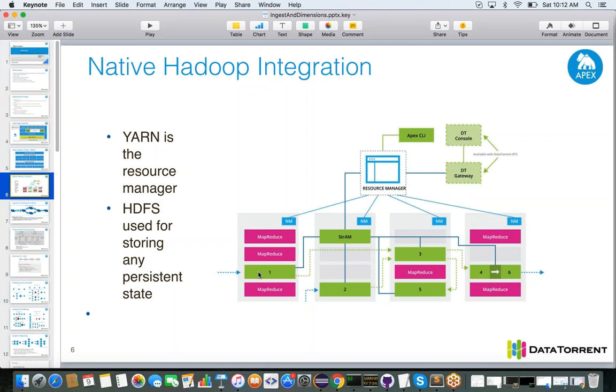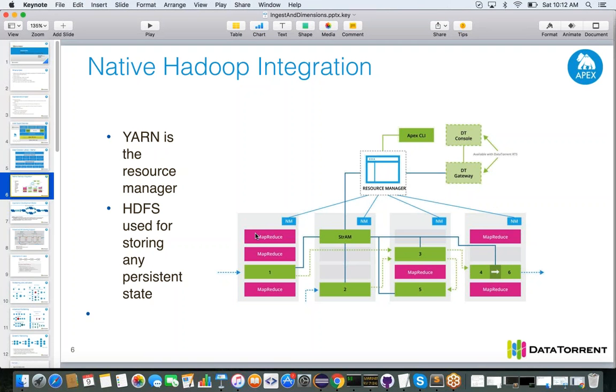Here we have shown the green boxes are your Apex operators or Yarn containers. So you can see that there is one container on the first node, 2 on the second one, 2 on the third one, and then there are 2 on the fourth one, but they're really running as a single container. So this is done to show node locality and container locality.